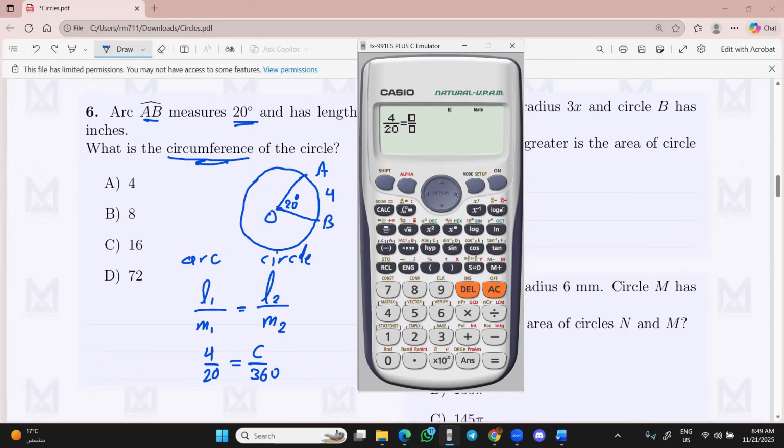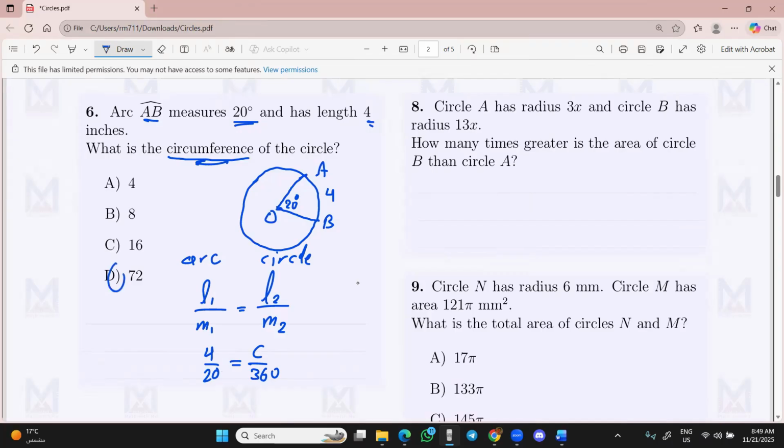Move to the right and the upper corner, write C, but instead of C on the calculator, we write alpha, closing parentheses, which makes X. And then go down and write 360. Once you've done with this, you write shift calc and then equal. Shift calc equals. And then the answer is 72. So the circumference of the circle is equal to 72, and that's the answer of this question.